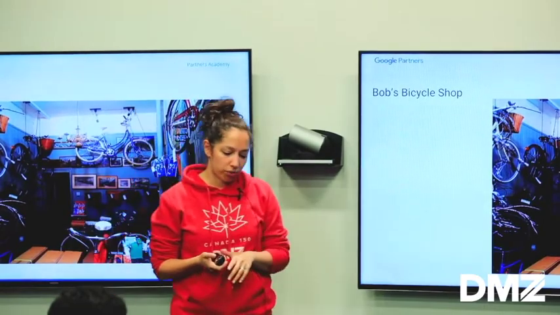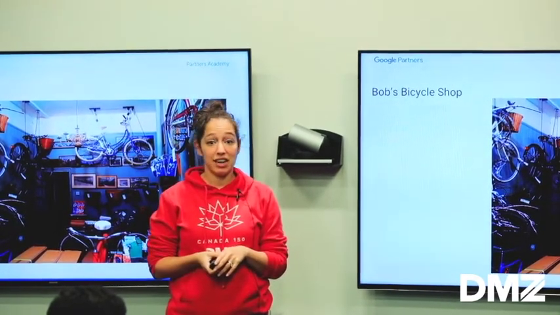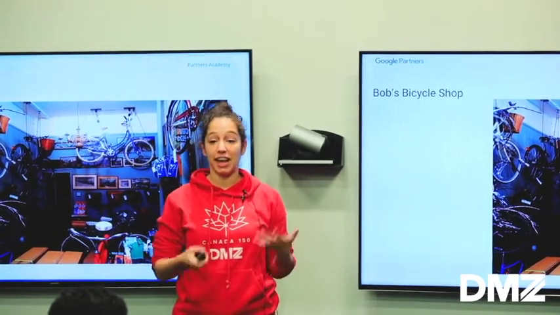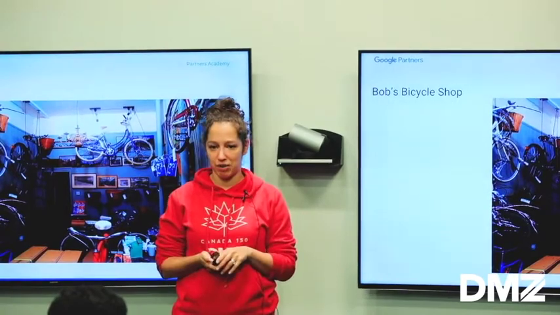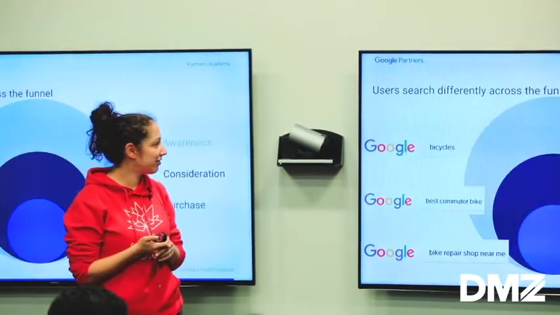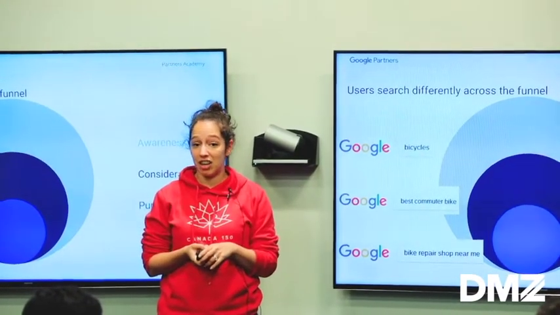So we're going to walk through Bob's Bicycle Shop, a fictional bike shop in Toronto, and see how he can use a combination of search and display advertising to build a campaign to power his business and find new customers. So Bob has a bicycle shop in Toronto. And right now he does some search advertising on AdWords.